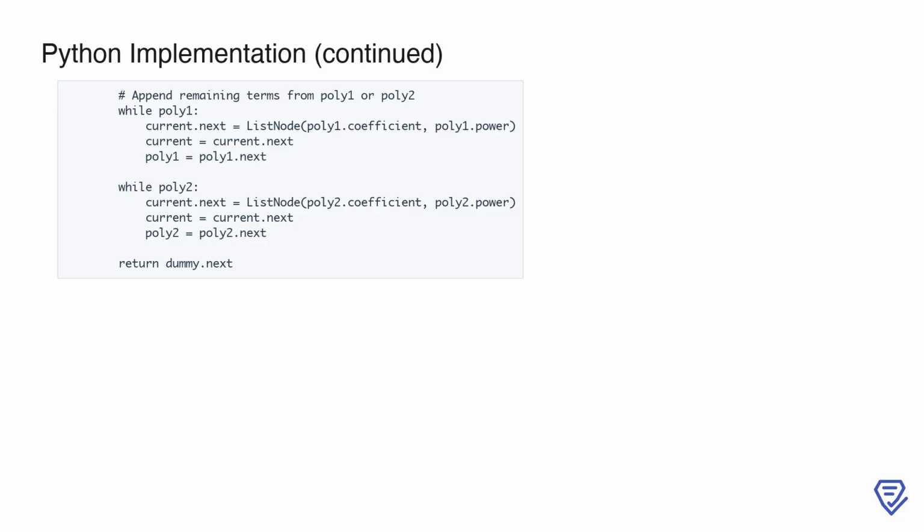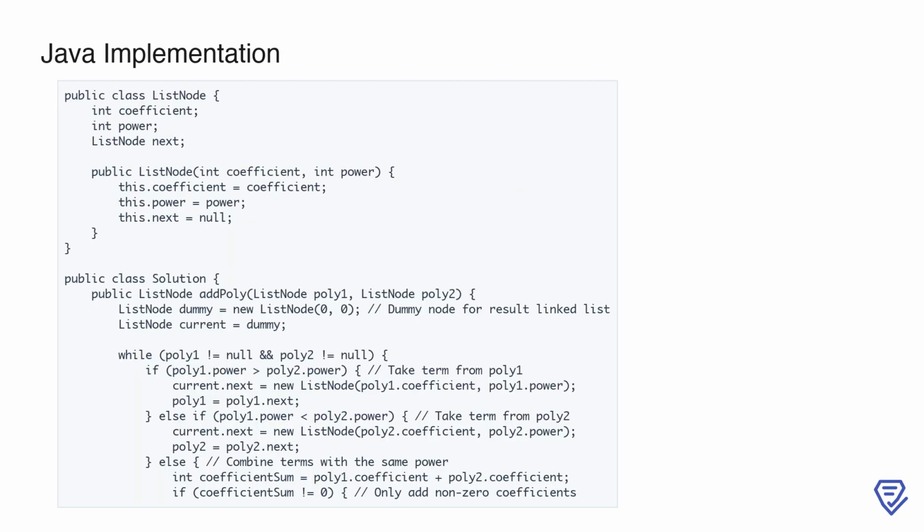We return this pointer as the final answer, giving us the sum of the two polynomials represented as a linked list. Here, we start by defining the ListNode class, which represents a single term in our polynomial linked list. Each node contains three components: the coefficient of the term, the power of the variable, and a reference to the next node. The constructor initializes these values and sets the next pointer to null.